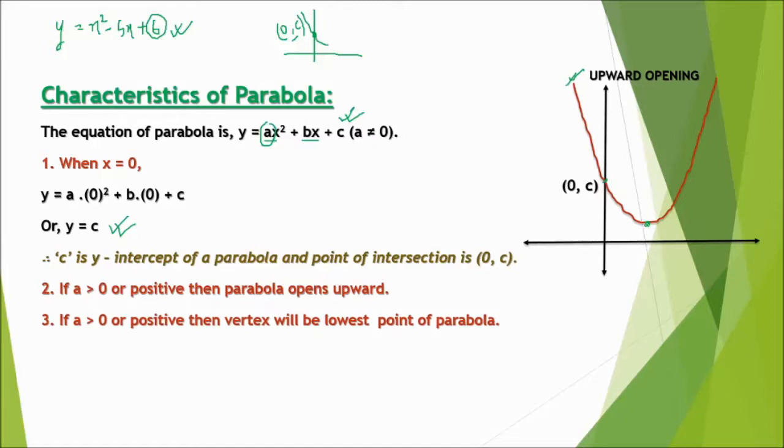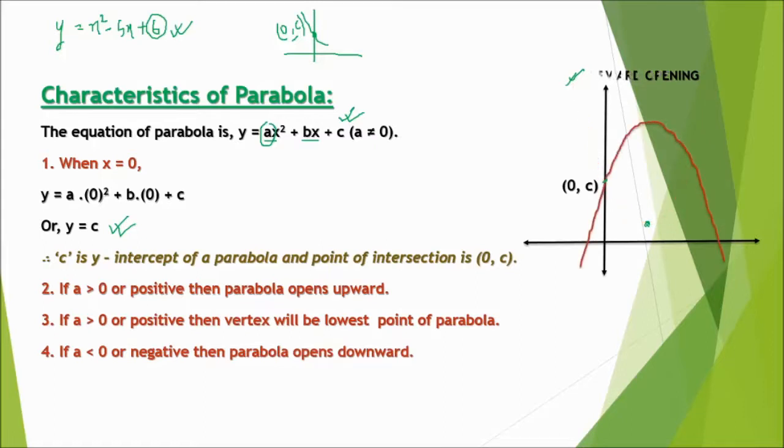Now the fourth characteristic: if a is less than 0, what will happen? If a has a negative value, then the parabola opens downward. If you are confused, you can see here in this way. It is a downward opening of the parabola. Why does this happen? It happens only when the value of a is less than 0 or negative. If the value of a is negative, then the parabola opens downward.